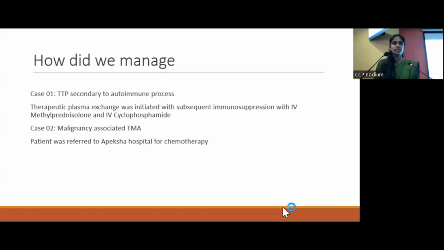Case 1 is TTP, which is secondary to an autoimmune process. So we started therapeutic plasma exchange, and also to cover both the TTP and the ANCA-associated vasculitis, we started immunosuppression with IV methylprednisolone and IV cyclophosphamide. Case 2 was a malignancy-associated TMA. So the patient was referred to Apeksha Hospital for chemotherapy.